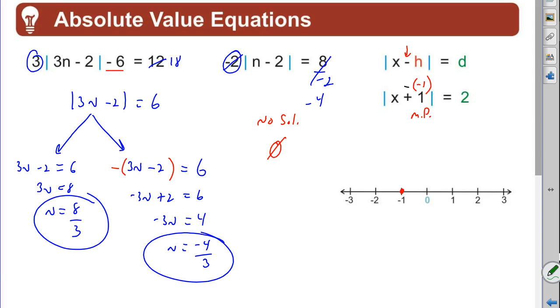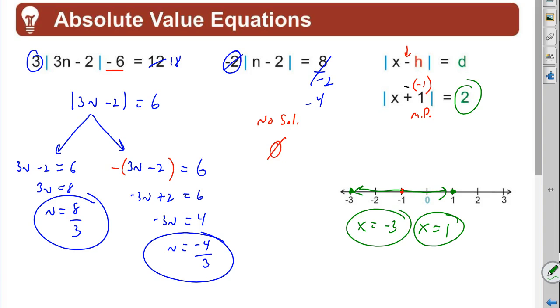And the 2 is the distance from the midpoint to both solutions. So I go 2 to the right, and I get a solution of 1. I go 2 to the left, and I get a solution of negative 3. So x equals negative 3 is one solution, x equals 1 is the other.